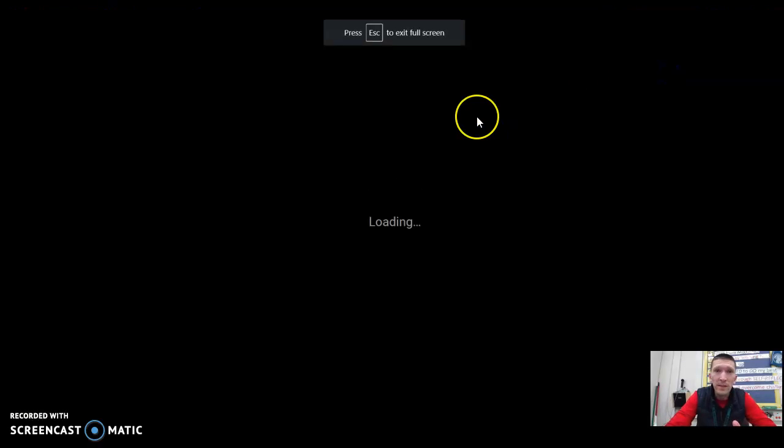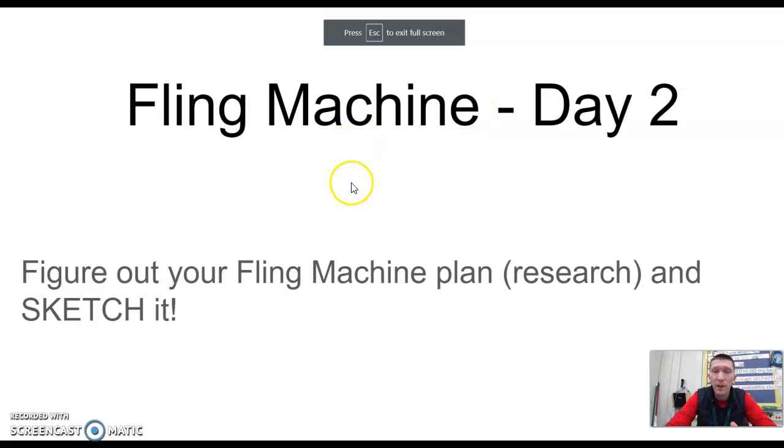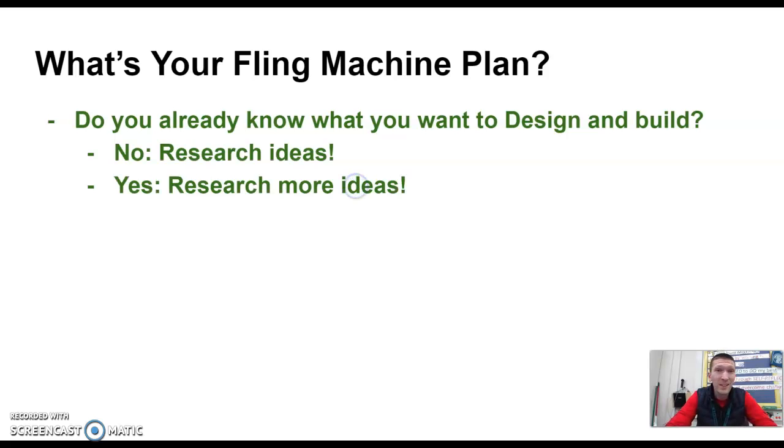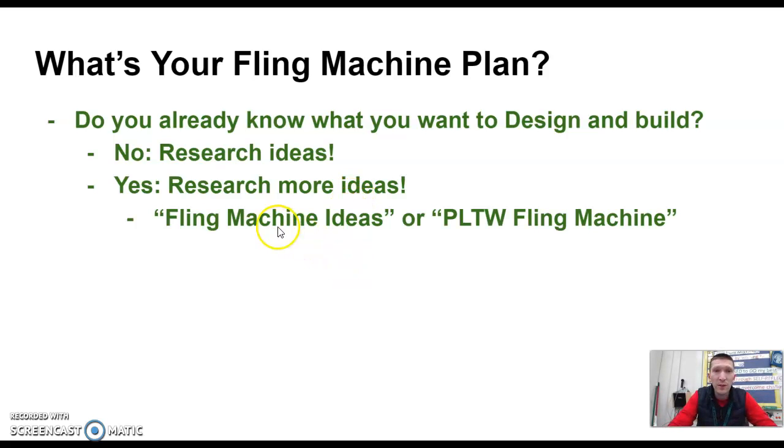Once you have your research and you've found an idea that you think you're going to build and that it'll work, the next step then is, I already talked about this. If you don't know what you're going to do, research ideas. If you do know what you're going to build, I still encourage you to find more ideas because I don't want you to just try one thing and say, I'm done. We're going to try different ways to make it go further and make it better. So these are the things you could Google search: Fling Machine ideas, which is what I just did. Otherwise, PLTW, which is what this class is, Project Lead the Way, Fling Machine.